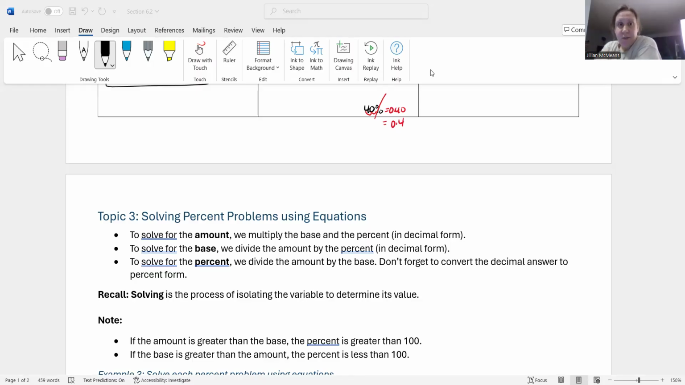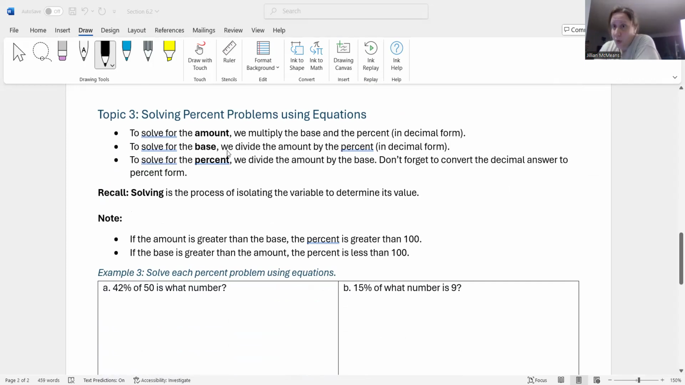For this last topic, we're going to solve percent problems using the equations. So we're going to do the whole process, okay? Remember, we already set this up in the previous video, but to solve for the amount, we multiply the base and the percent in decimal form. The percent has to be in decimal form. To solve for the base, we divide the amount by the percent.